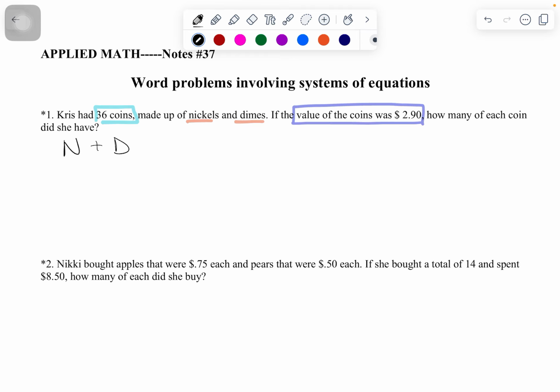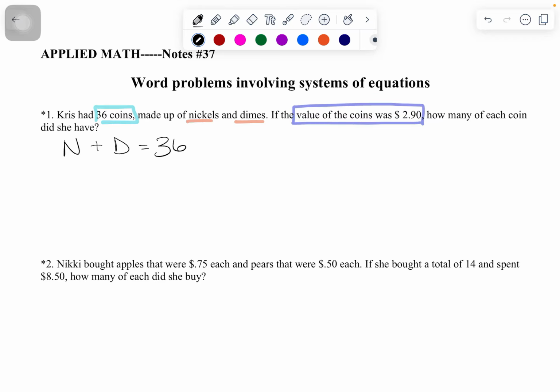N is going to represent the total number of nickels. D is going to represent the total number of dimes. So if I take all my nickels plus all my dimes, that is going to get me 36 coins. So this first equation is based off of the quantity. And now I want to talk about the value.